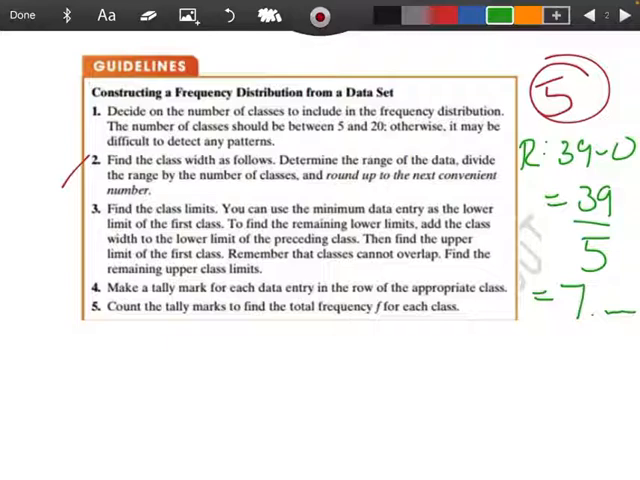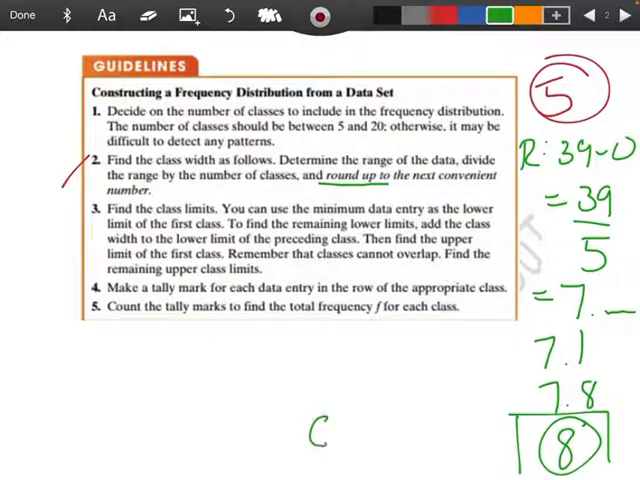It doesn't matter what the point is. So guys, I know it's got to be close to 7.8, 7.9. But my point though is whether I came up with 7.1 or whether I come up with 7.8, I'm going to round it up to 8 because it says round up to the next convenient number, okay? All right, so my class width is going to be 8, okay? This is going to be my class width.